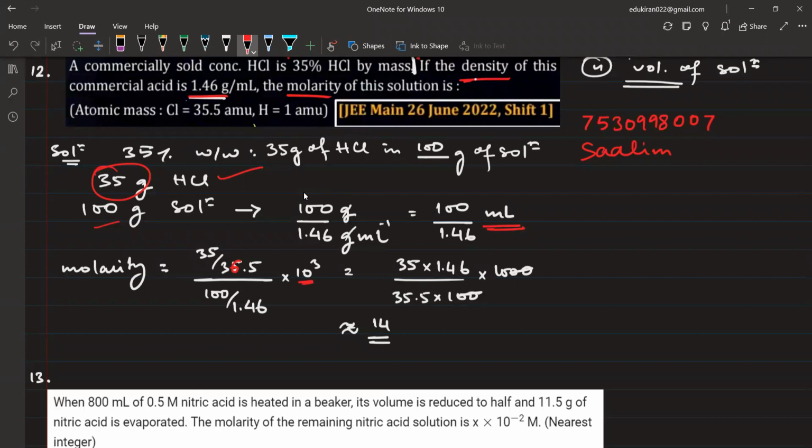And into 10 to the power 3. Why? Because milli is 10 to the power minus 3. और वो ऊपर चल जाएगा तो क्या हो जाएगा? 10 to the power plus 3. Okay. Now 100 upon 1.46, which will be equal to 35.5 into 1.46 upon 35.5 into 100 into 1000. है ना? Into 1000. यहाँ से 1000 और 100 में से कैंसिल कर दीजिए. You will get 35 into 1.46. This 36.5 no? 35 into 1.46 into 10 divided by 36.5.